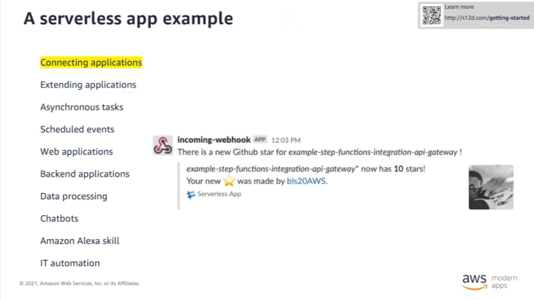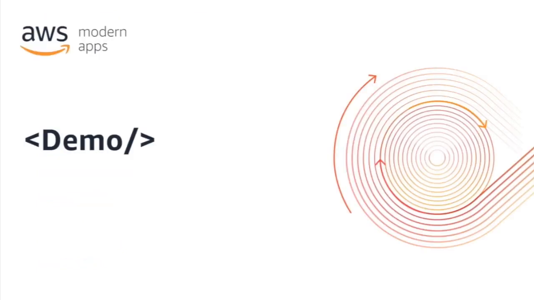And what this application is going to do is whenever a repository in GitHub is starred, it will send a message to a Slack channel giving an update about that particular repository, how many stars it has, and who made that new star. I'll just demonstrate that application in motion before we jump into the build.